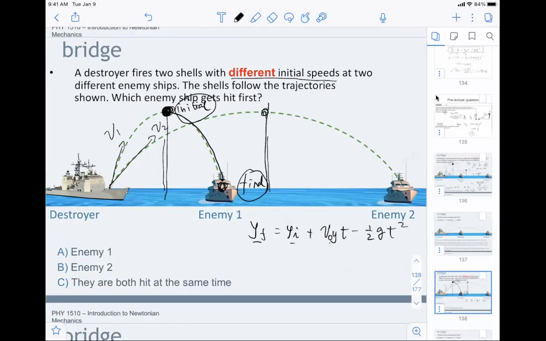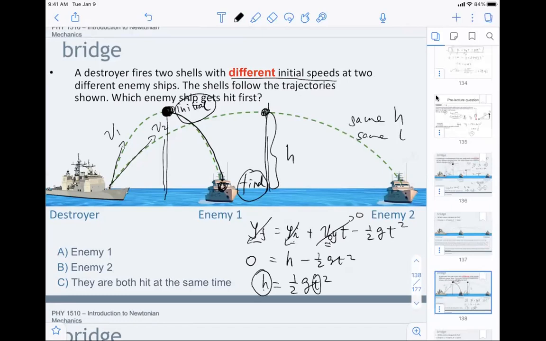Your height is the same finally because they're all at the ground. Your initial height is all the same, it is h. Initial velocity is 0 because they're falling from the highest point. So this is 0, 1/2 g t squared. You can see this follows h equals 1/2 g t squared. If the height is the same, the time is also the same. The answer: they both hit at the same time.